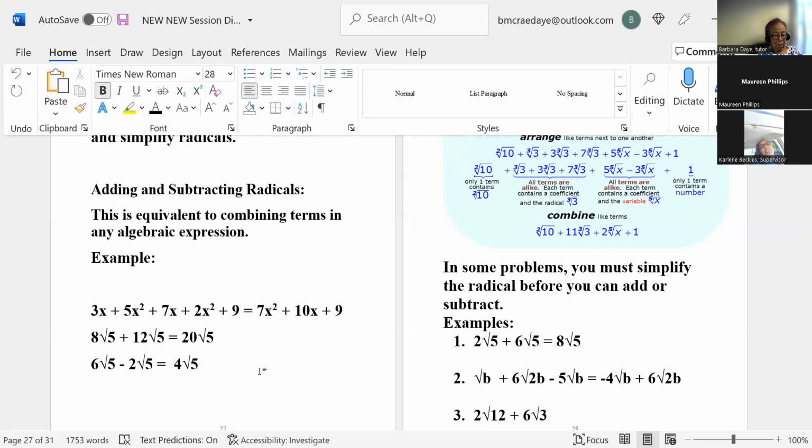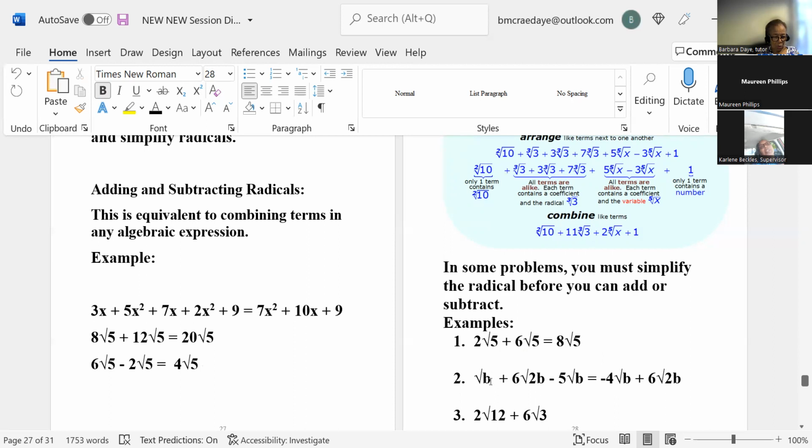Okay. And that's what I said. You must simplify the radical. Some problems you have to simplify the radical before you can add or subtract. And I have some examples here. We just did some. 2 times the square root of 5 plus 6 times the square root of 5. Add the coefficients 2 and 6, get 8. Right?